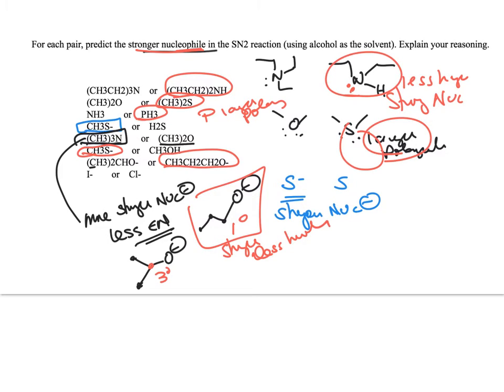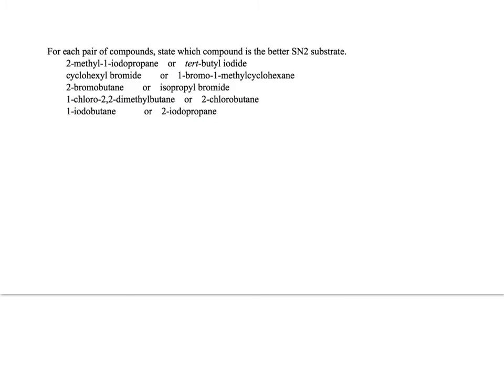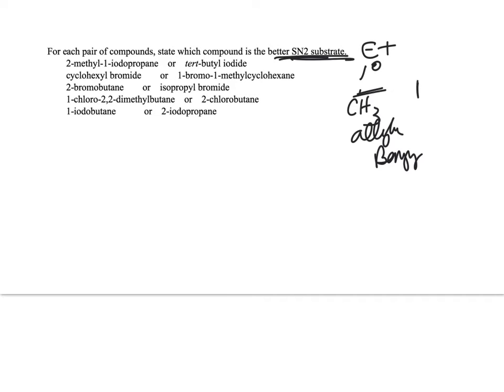So we'll go ahead. And here, iodide versus chloride. Iodide is larger, more polarizable, therefore a stronger nucleophile. Here we're looking at the SN2 substrate. Which one's better? This is your electrophile. So for SN2 electrophiles, you want it to be a primary. Primaries are your best, or methyl. Allylics are good. Benzylics are good. Okay, because the reaction happens at a faster rate because it's less hindered.